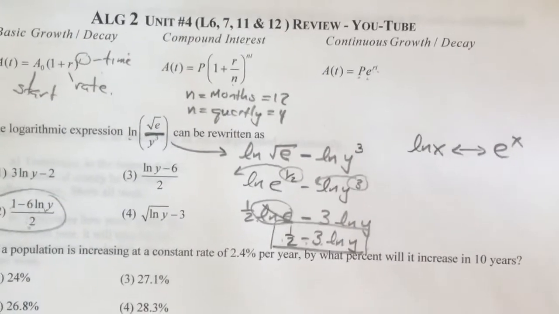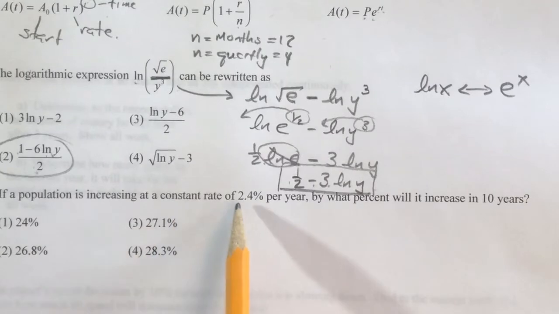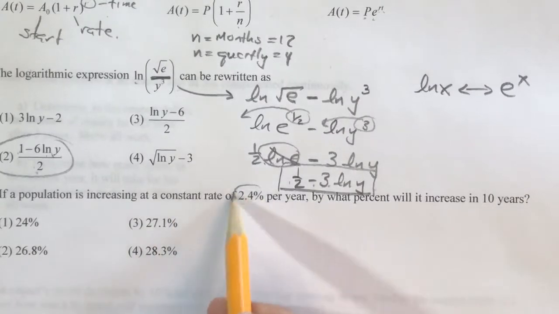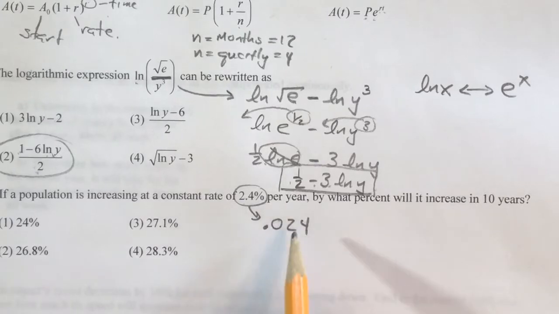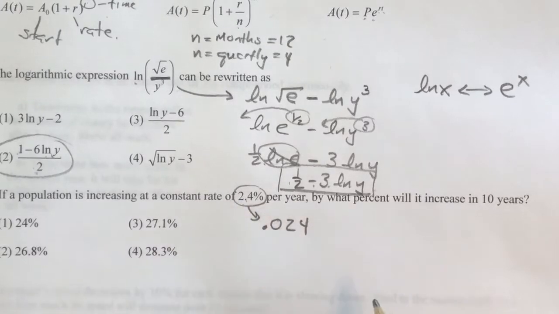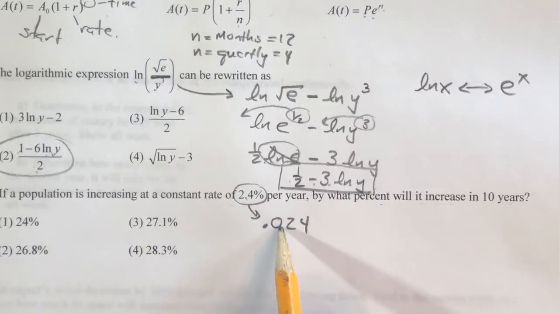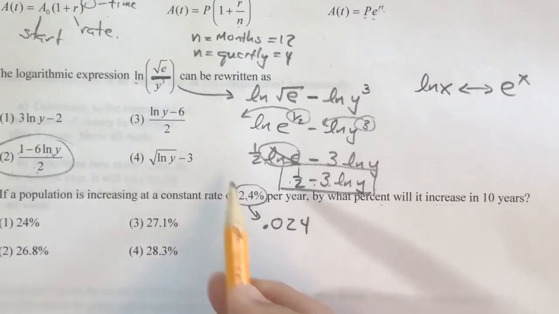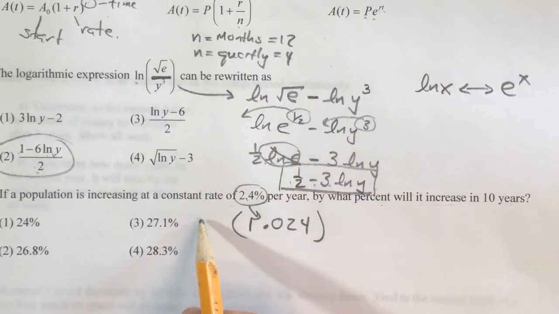All right. So now we're going to start using these formulas I had at the top of the paper. Population's increasing, constant rate, 2.4%. Be careful. You're going to change that to 0.024. Right? Got to move that decimal point over 2 places. What percent will increase in 10 years? 10 years. Okay. Population's increasing. So we want to know what's going to increase in 10 years. So there's that 1 that goes here. So this is 1 year.